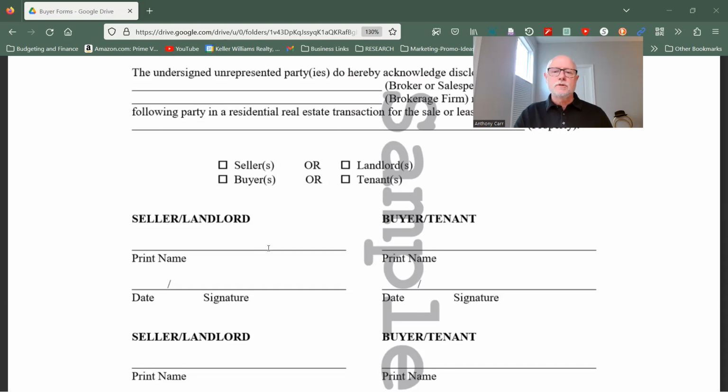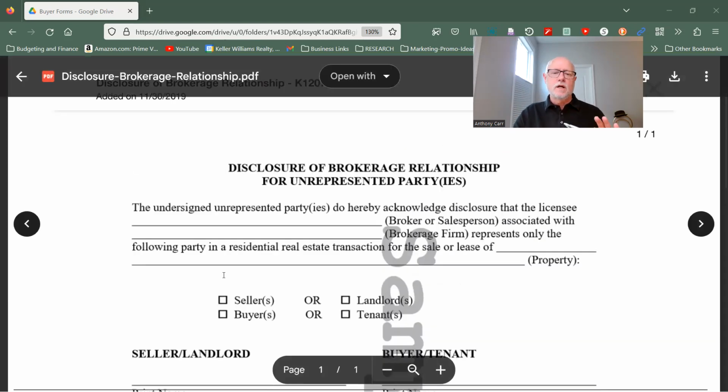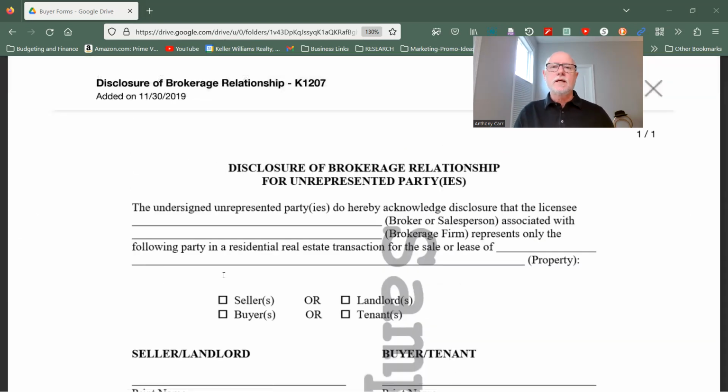So let's talk about this situation to start with. Let's say that you have a builder, and your client is buying the builder's property. So you represent the buyer. The builder is not represented by anyone, so they're an unrepresented party. So you would represent the buyer, and the builder is unrepresented.